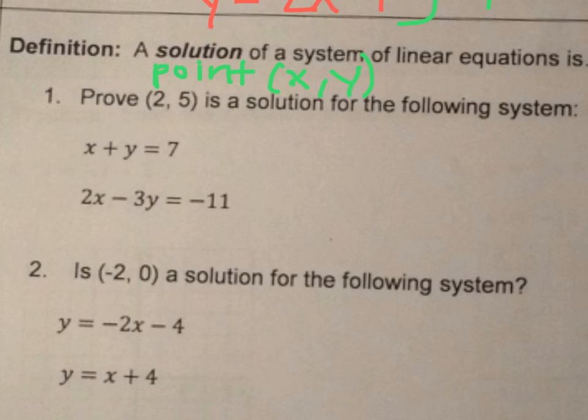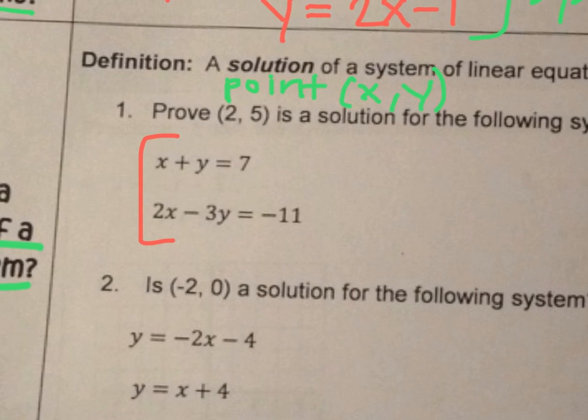Now, number 1, it says to prove that the point (2, 5) is a solution for the following system. So these two equations that they've given us together form a system. And they're asking, is the point that they've given us a solution to that system? So what we're going to do is take the x value of the point and the y value of the point and plug them into each equation. So practice that with each of these and then check to see if you get it right.